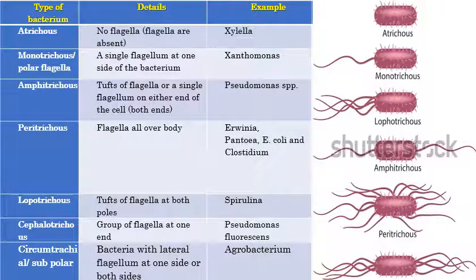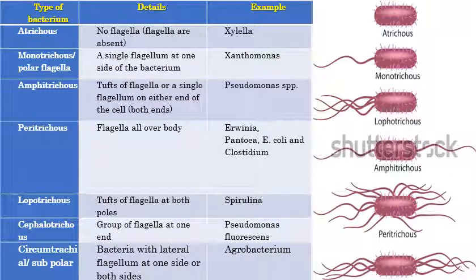Then amphitrichous. Amphitrichous means a tuft of flagella or a single flagellum present on both ends, not a single one at both ends. A tuft of flagella or a single flagellum produced on both ends is called amphitrichous. Example: Pseudomonas species.